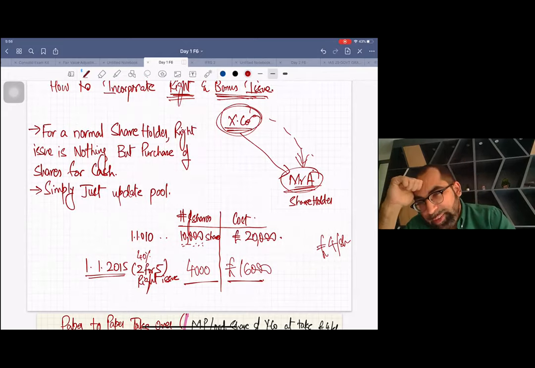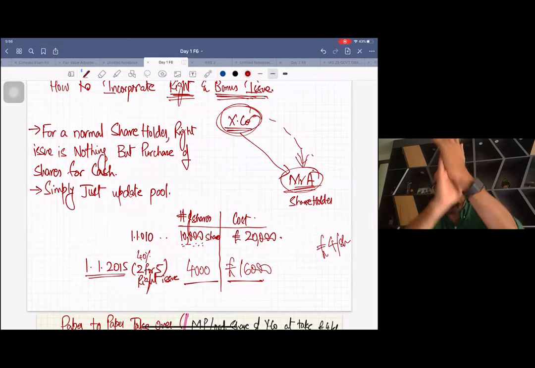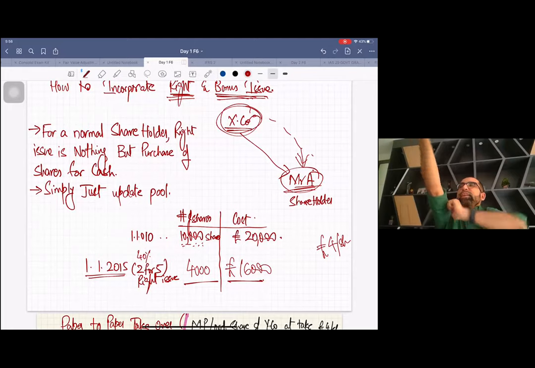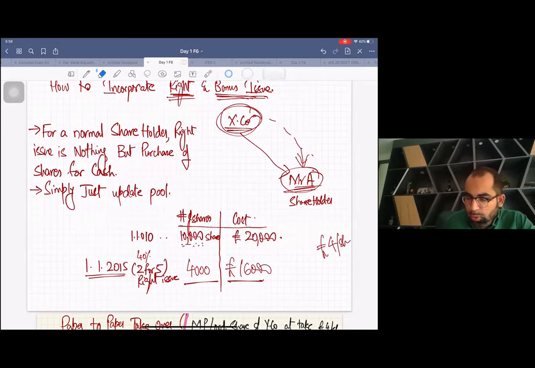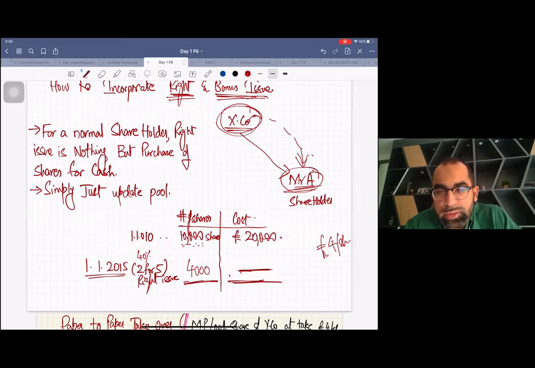Now, student, listen to me. What should be the treatment of bonus issue? Come on, tell me. We all know bonus issue is a free issue. So if the bonus issue is written in the question, you just need to update the shares column, and you just simply need to write the dash. You need to leave the cost column. So only the shares column will be updated. Okay, so that's the implication.